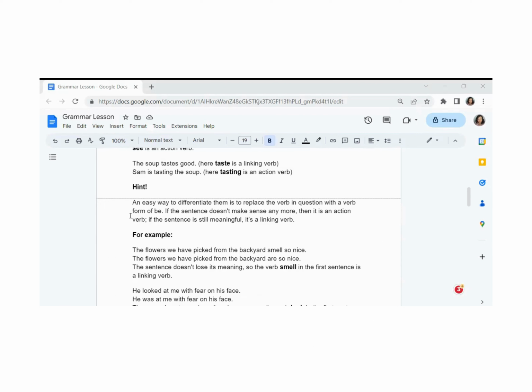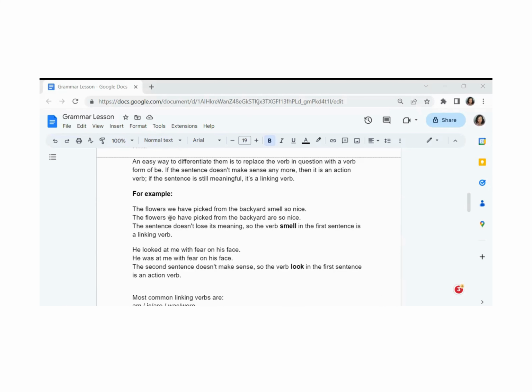Okay, so an easy way to differentiate them is to replace the verb in question with a verb form of be. If the sentence doesn't make sense anymore, then it is an action verb. If the sentence is still meaningful, it's a linking verb. For example, the flowers we have picked from the backyard smell so nice. The flowers we have picked from the backyard are so nice. The sentence doesn't lose its meaning, so the verb smell in the first sentence is a linking verb.